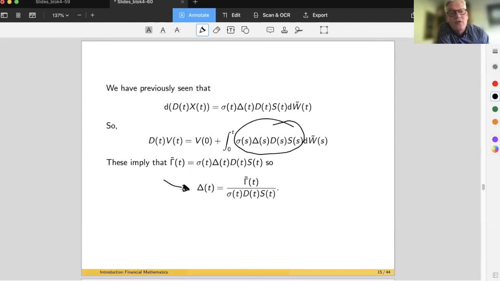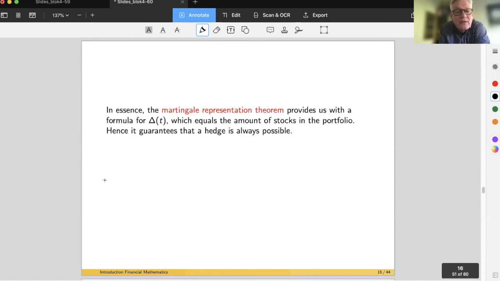The delta from the delta stocks, remember? So delta(t) out of this equality is equal to gamma tilde(t) divided by sigma(t) times the discount factor at time little t times the price process at time little t. And we see that this only works when sigma is not equal to 0 and when the stock price process is not equal to 0. But at least we have an expression for that delta function. It's not so easy to do something with this expression. It's more like an existence, right? There is such a process. That is more what the Martingale representation theorem tells us.